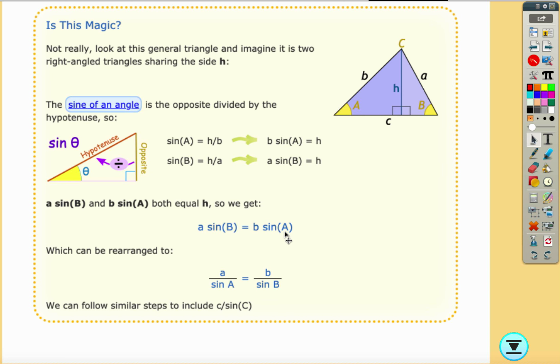We could divide both sides by the sine of A. We could divide both sides by the sine of B. And thus we would get a divided by the sine of A is equal to b divided by the sine of B. If this isn't clear right now, don't worry. We're going to talk about it more in class. And we could do the same thing to include the c divided by the sine of C fraction.